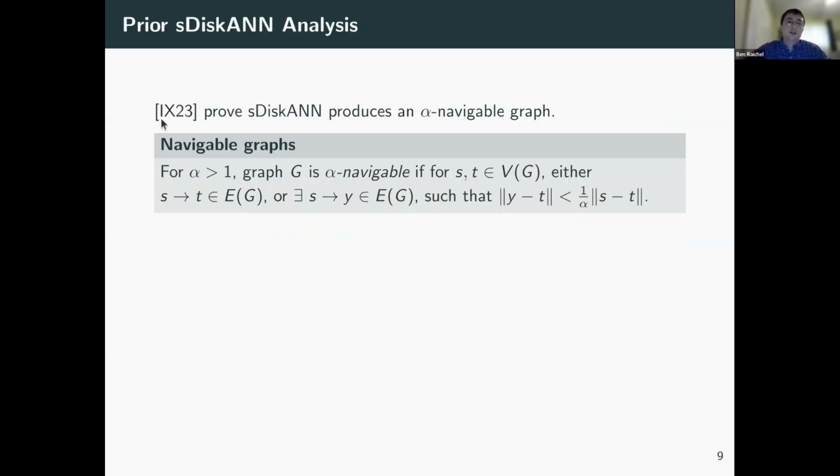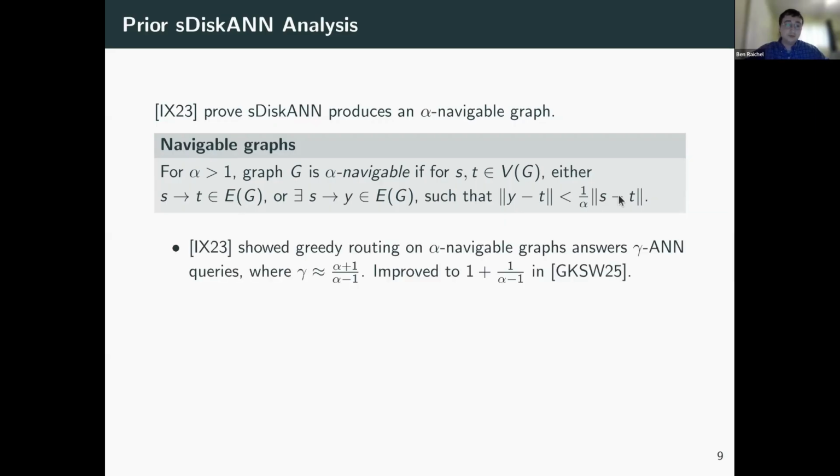So what did Indyk and Chu prove? They proved that this version of disk ANN produces what's known as an alpha navigable graph. An alpha navigable graph is a graph with the following property. For any two vertices S and T in the graph, either I have the edge from S to T, so I can go directly from S to T, or there is some other vertex y that I can move to such that y's distance to t is a 1 over alpha factor closer. So either I can move directly to t or I can move closer to it.